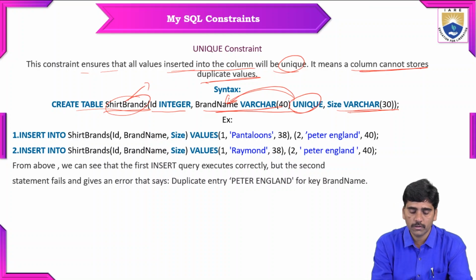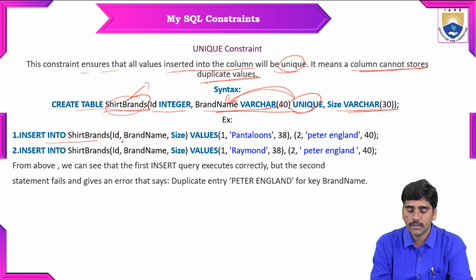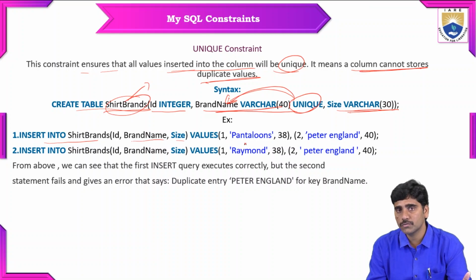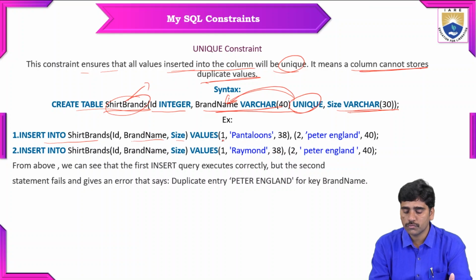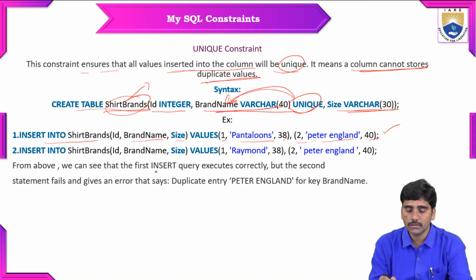Let us see the example. Insert into shirt brands id comma brand name comma size, the column names, values of what I'm trying to insert. The values are 1 comma pantaloons comma 38, and the second one is 2 comma Peter England comma 40. These two values are inserted. Then I am trying to insert one more value: 1 comma Raymond comma 38 and 2 comma Peter England comma 40.